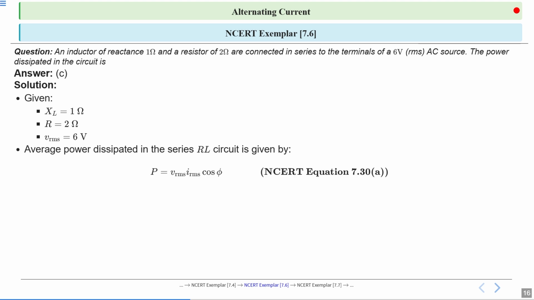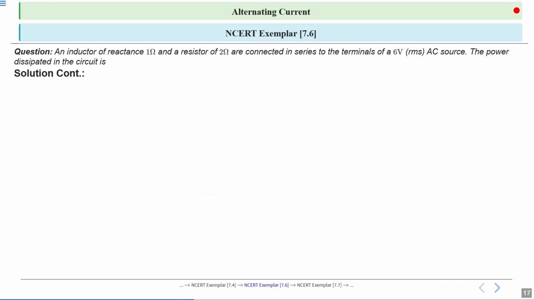And average power is given by P equal to VRMS IRMS cos phi, NCERT equation 7.30a. Now cos phi is equal to R upon Z. Z is equal to root R square plus XC minus XL square. XC is not there, capacitor is not there, so XC will be 0. So it will be minus XL square, means XL square. XL is given, R is given, we can find the impedance, we can find the cos phi, VRMS is given, and we can also find the IRMS by IRMS equal to VRMS upon Z. By this we can find the average power.